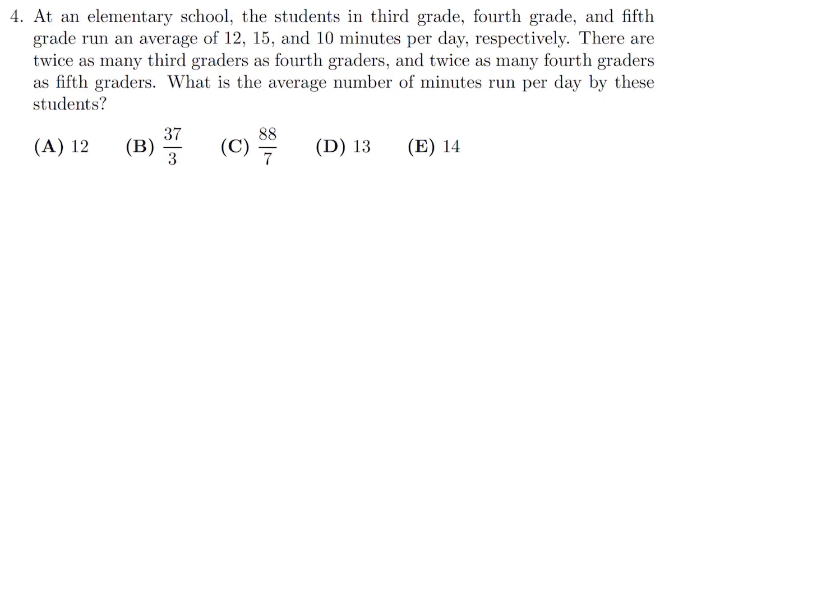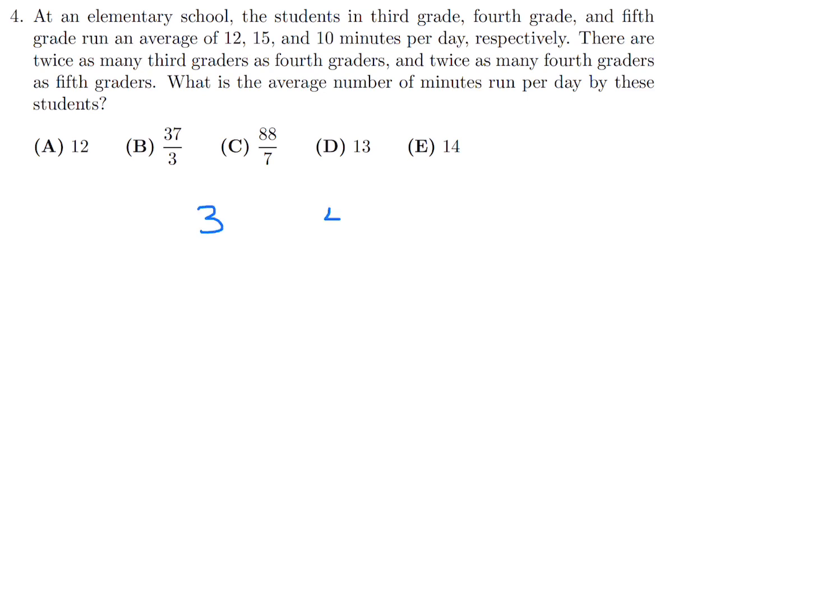At an elementary school, the students in 3rd grade, 4th grade, and 5th grade run an average of 12, 15, and 10 minutes per day, respectively. There are twice as many 3rd graders as 4th graders, and twice as many 4th graders as 5th graders. What is the average number of minutes run per day by these students?